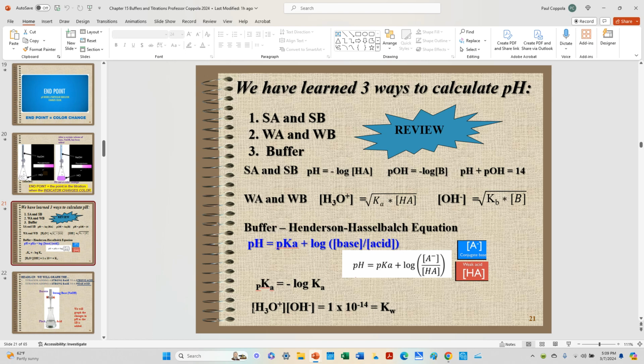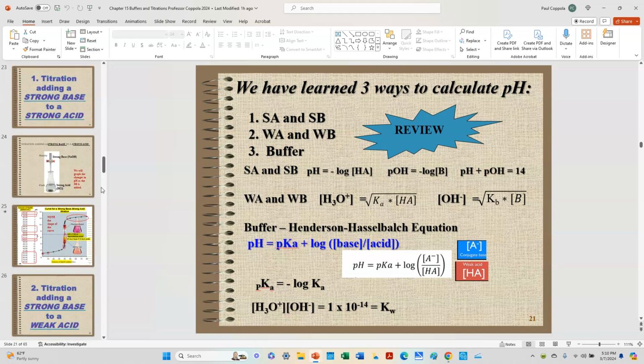pKa is negative log of Ka, and the concentration of H3O times the concentration of OH minus is 1 times 10 to the minus 14, and we can also say that it's equal to the equilibrium constant for water, and we call that K sub W. Then we get into graphing.